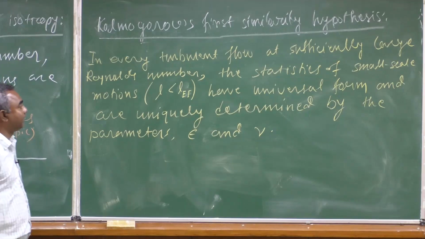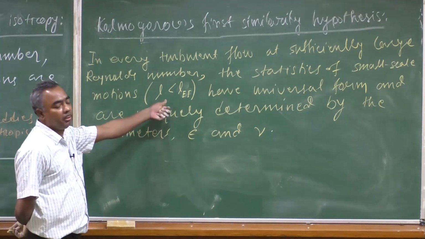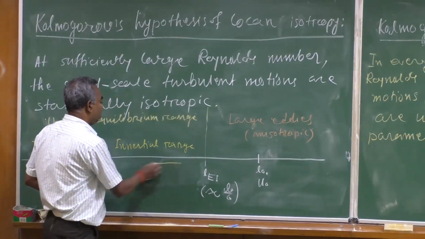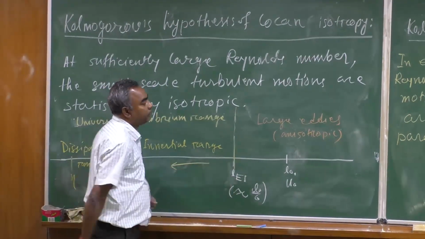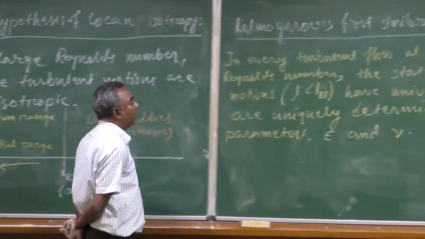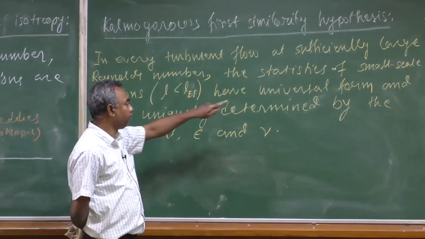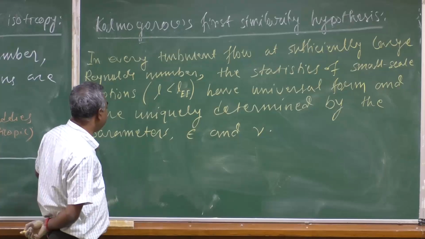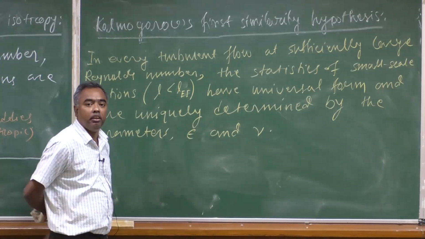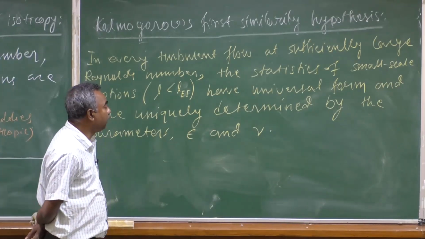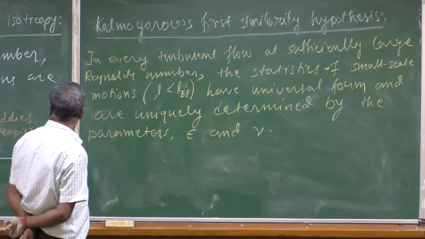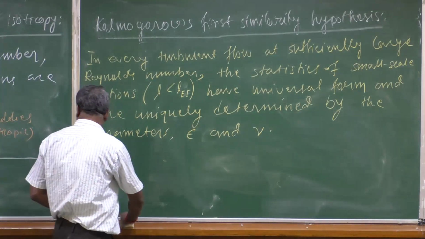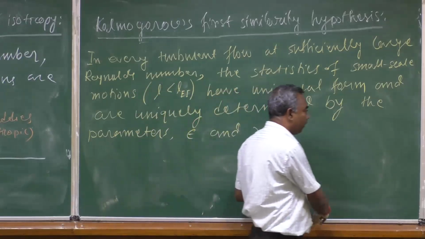Where he says that in every turbulent flow at sufficiently large Reynolds number, the statistics of small scale motions, the small scale motions means the scale which is in this regime, have universal form, okay, and are uniquely determined by the parameters epsilon and nu. Okay. That is the point here. And how he came up with this maybe can be explained using this Richardson idea.